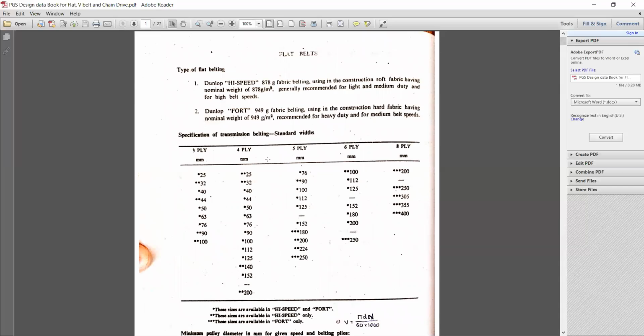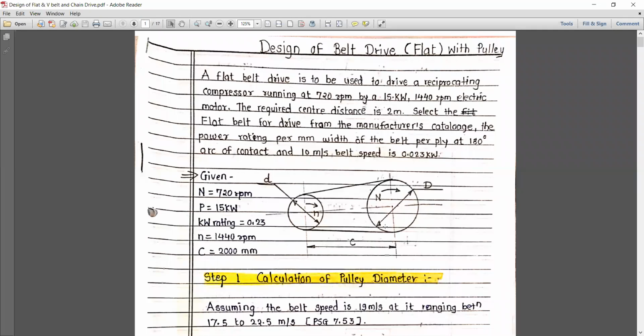Taking a simple example so that it is very easy to understand. Design of flat belt with the pulley. A flat belt drive is to be used to drive a reciprocating compressor running at 720 rpm at 15 kilowatt, from a 1440 rpm electric motor. Okay, what is given: the compressor is running at 720 rpm, to produce a power of 15 kilowatt.